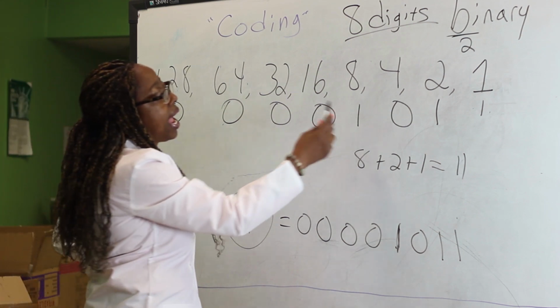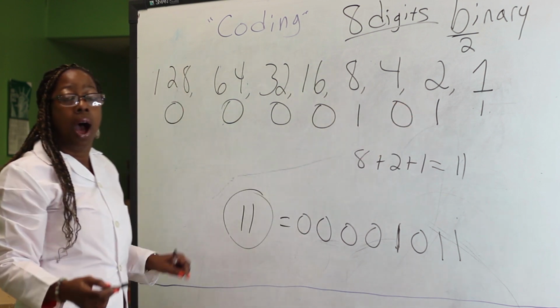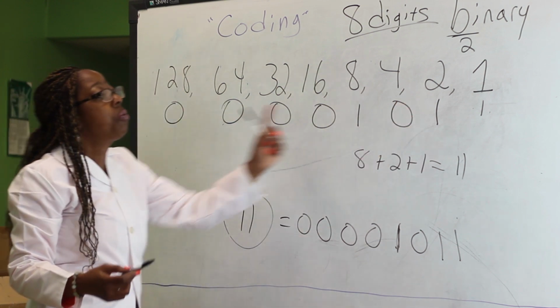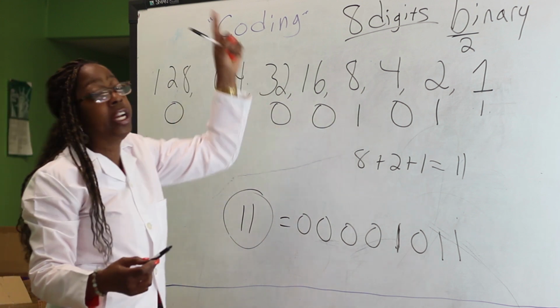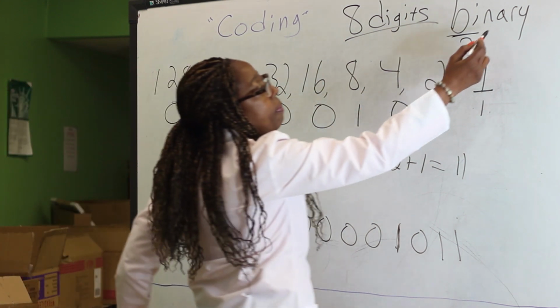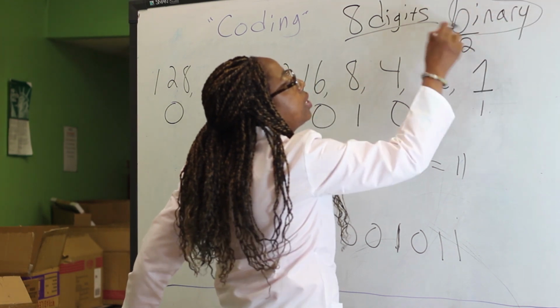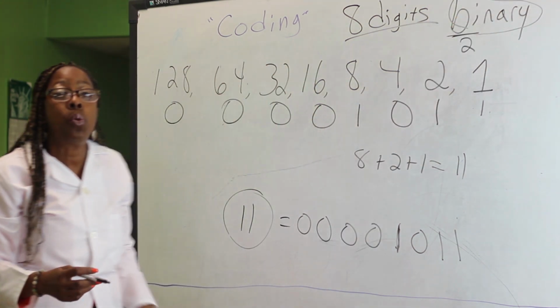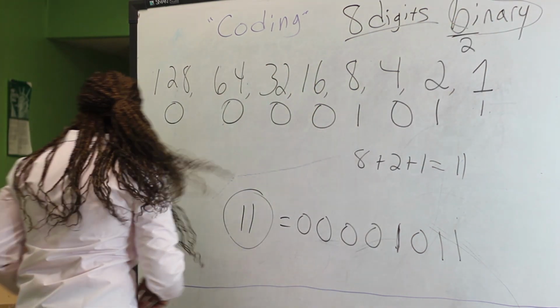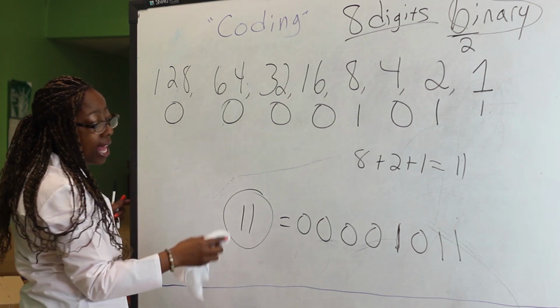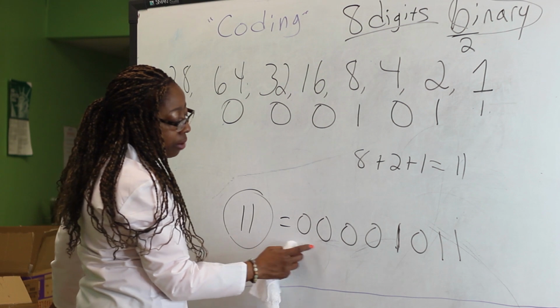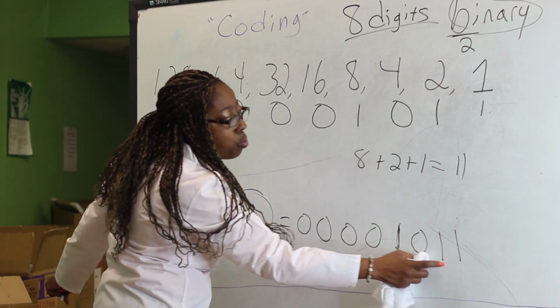So right now, the 8, the 2, and the 1 are the main numbers, and the zeros have to be in there because you have to use every digit. And when we're dealing with binary, 2 digits, we're using the 0 and the 1. Let's try one more to make sure that you guys got it. So you got that 11. The code for 11 is 0, 0, 0, 0, 1, 0, 1, 1.